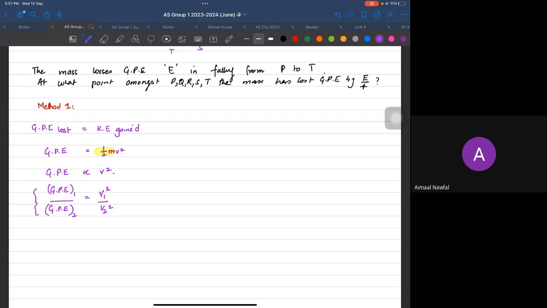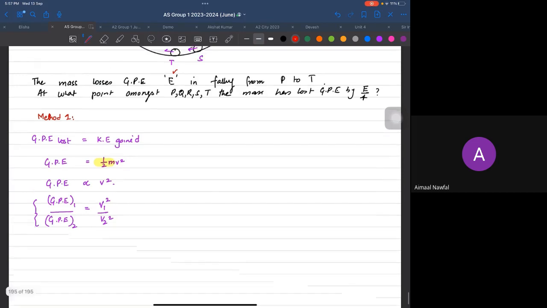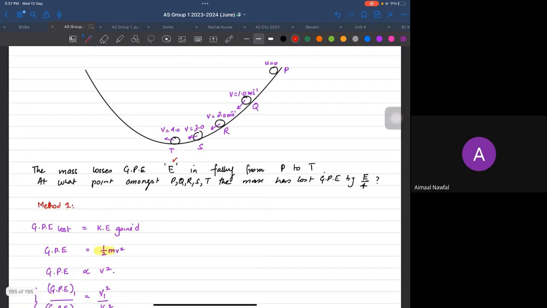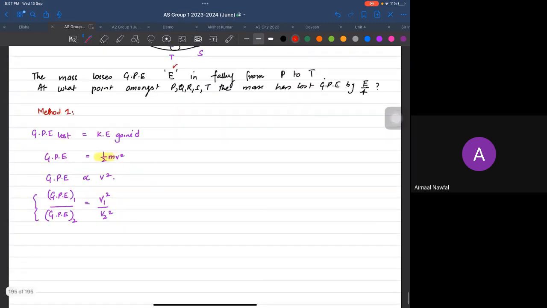Now, it said that it loses E when it has fallen from P to T. So at P the velocity was 0, at T the velocity was 4, which means that the energy E was lost when the velocity was 4. So I'm going to take the whole square. We want to find what will be the velocity when E by 4 was lost. So we have to find this velocity V2. And then we can pick which point it was at, right?